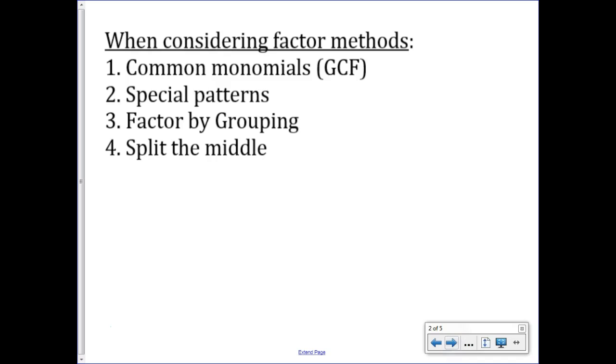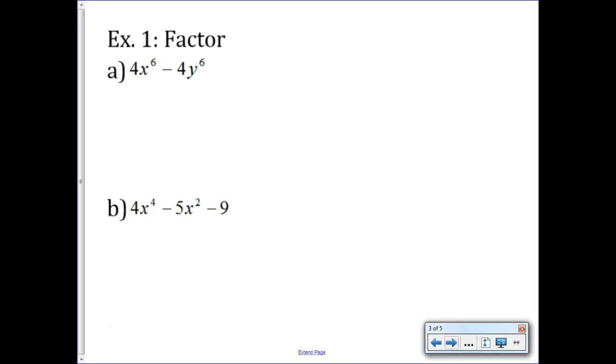So considering factor methods, we look for common monomials, the greatest common factor, things that we can pull out and divide out that all of them have in common. Then we look at special patterns. We see if we can factor by grouping, and then we try to split the middle. So those are our 4 steps as we're considering factoring.